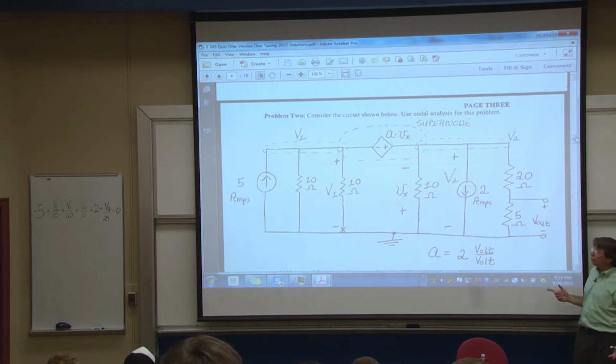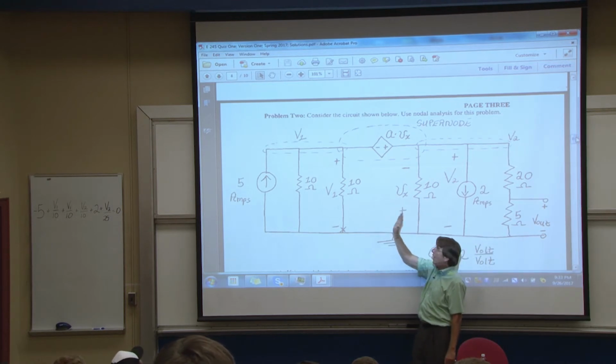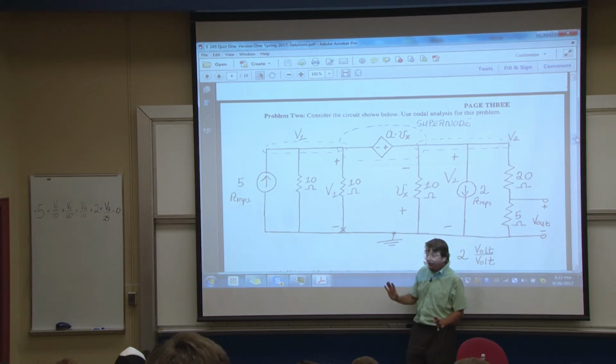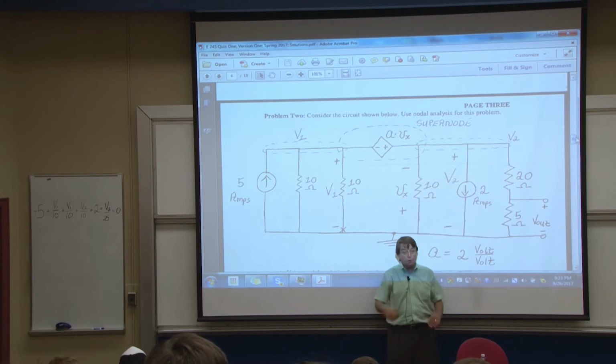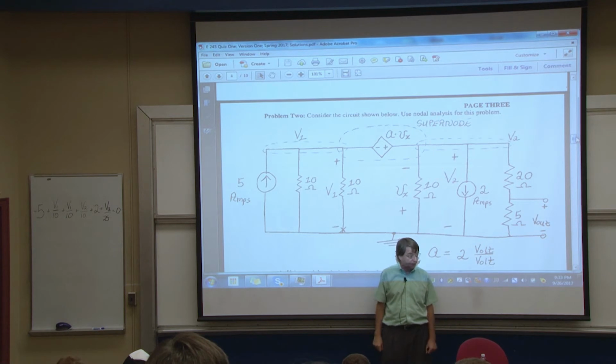All right. Now, with the supernode, you might remember, okay, voltage source between two nodes, neither node is ground. Boom, we have to do this. Now, the next thing is I have to walk through the supernode. I cannot solve this problem without including AVX. So I have to walk through it.